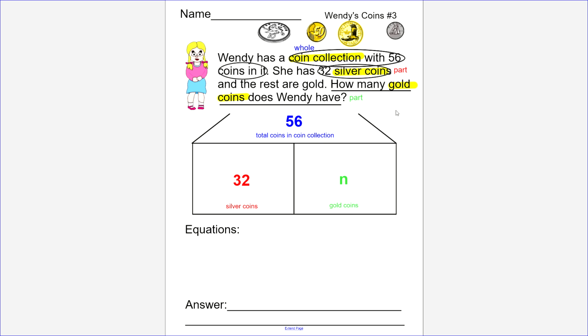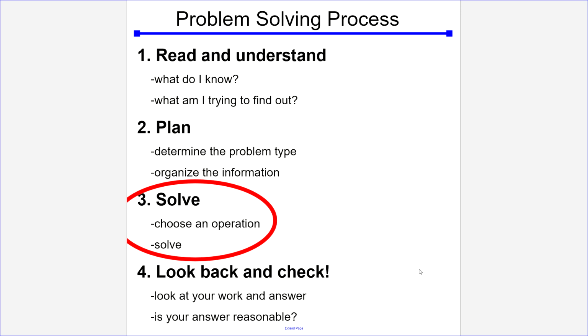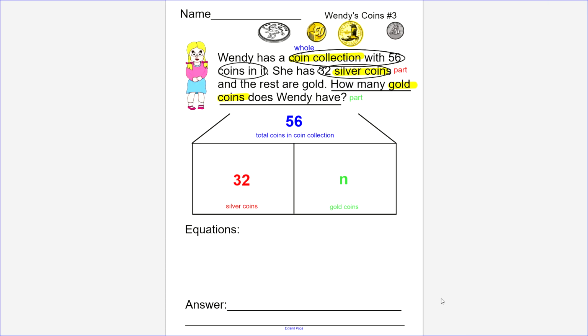Now that we've planned our put together problem using our bar diagram, we're ready for step 3 of our problem solving process. Step 3 is to solve. We'll look at the bar diagram and see what information is unknown so that we can choose an operation. Then we'll solve the problem. Look at the bar diagram. What is our unknown? Is it the whole or one of the parts? Yes, our unknown is a part, the amount, N gold coins.